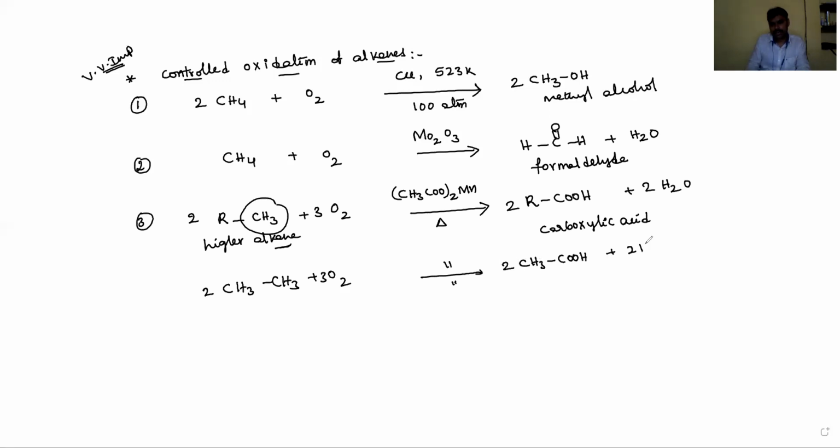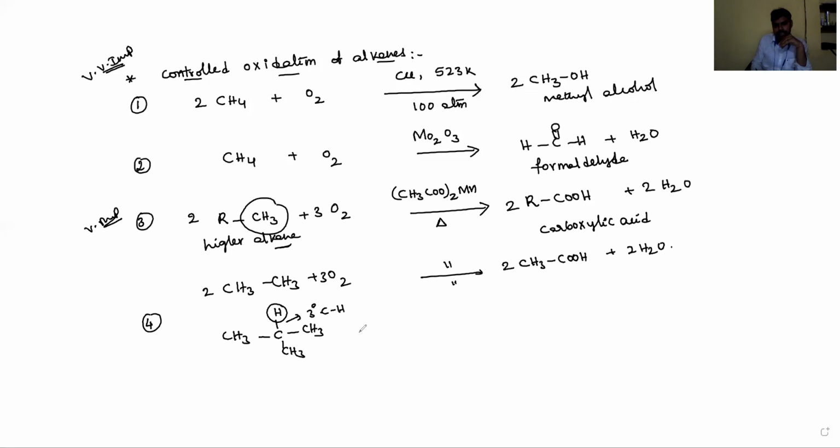Okay, ethanoic acid is the product. Okay, it is very, very important, dear students. Next, the fourth important controlled oxidation reaction: you have to take tertiary hydrogen containing alkanes, CH3, CH, bond CH3, bond CH3. Okay, this is the tertiary hydrogen.